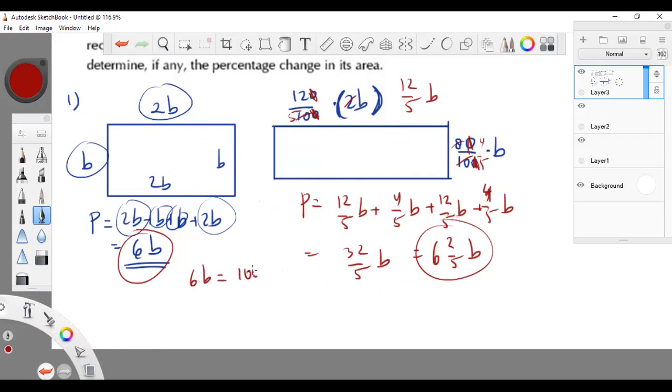6b is always 100%. What is the increment from 6b to 6b plus 2 over 5b? You just subtract it, right? So the increment will be 2 over 5b. How many percent? Okay, as simple as that.